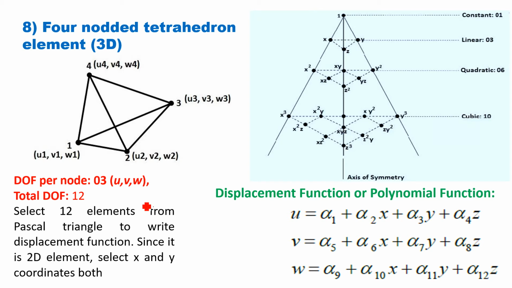So like this we can represent the displacement function or polynomial function by using the Pascal triangle. These are the few elements we have discussed, 8 elements, but of course we can write down the displacement function of any element if your concept is clear. Okay, I hope all of you understand how to write down the displacement function or polynomial function for the finite elements based on degrees of freedom and using the Pascal triangle.